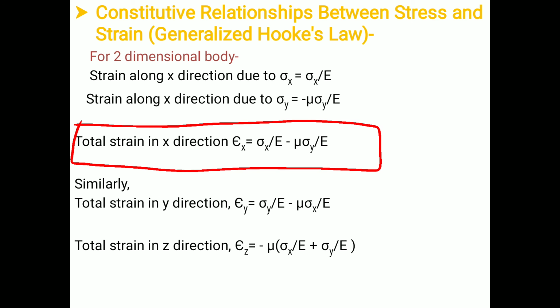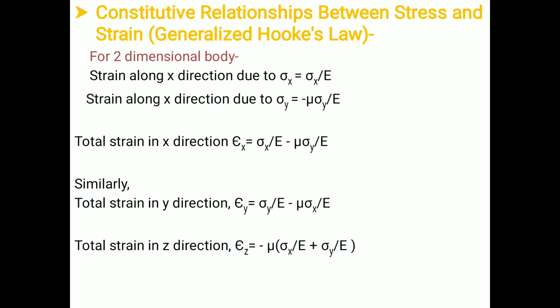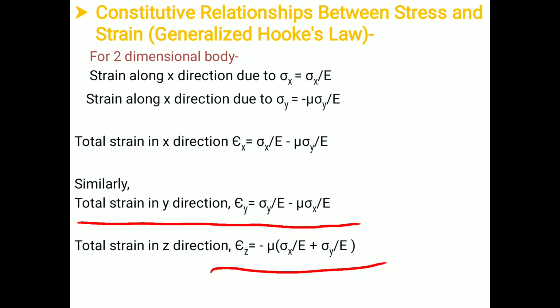Therefore, the total strain along x direction is given by sigma x upon E minus mu into sigma y by E. Similarly, I have the total strain along y direction, it is equal to sigma y by E minus mu into sigma x upon E. This is the value of strain along y direction due to the effect of x and y stresses. And total strain along z direction, epsilon z, is equal to minus mu into sigma x upon E plus sigma y by E.